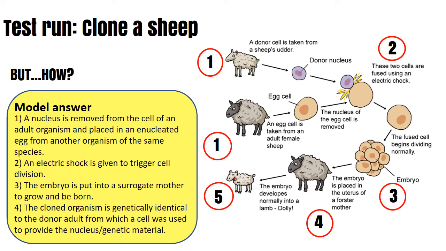And we put it into the tummy, the womb, of a surrogate mum. This surrogate mum's then going to carry this embryo around, carry this baby around, feed it, keep it safe until it's ready to be born, and then we have our clone. Voila, you just made it.